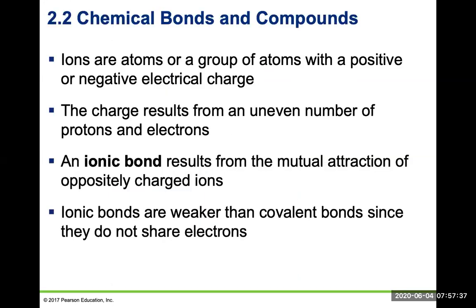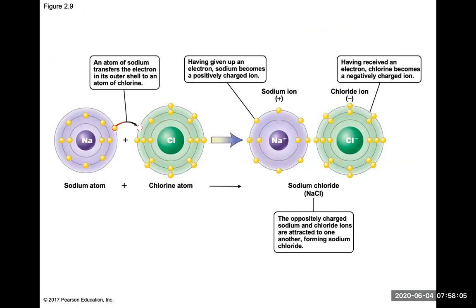Ions are atoms or a group of atoms with a positive or negative electrical charge. And an ionic bond results from the mutual attraction of oppositely charged ions. So opposites will attract if there's a positive or negative electrical charge difference. Ionic bonds can be much weaker than covalent bonds because they don't actually share electrons to form that strong connection. They just are mutually attracted to each other because they're oppositely charged. So this is a look at sodium chloride.